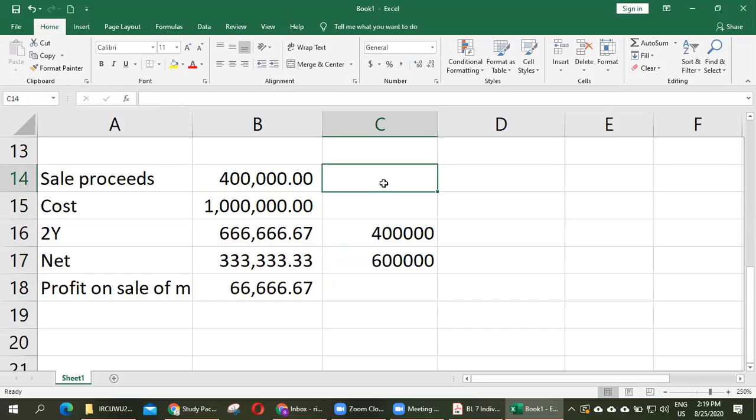Yes, sale proceed 400,000. Right? Cost is 1 million. Right? Net value. So capital allowance, okay, this 400,000 is capital allowance. And net value is 600,000, 1 million minus 400,000. Now, my question is how much profit or loss from sale of the machine? Profit or loss?